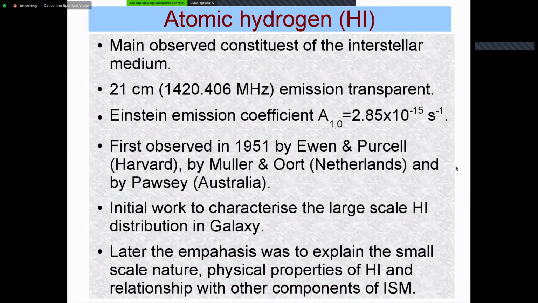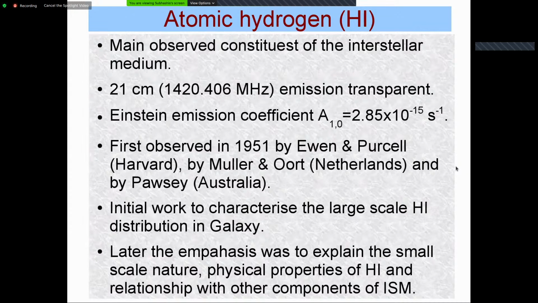So the initial work after the discovery of H1, of course, was to characterize the large scale atomic hydrogen distribution in our galaxy. Because as I said, atomic hydrogen is a main contributor of the interstellar medium. If you can study H1 as a proxy of our galactic interstellar medium, you can find out how the gas distribution is in the galaxy. So that was the main idea.